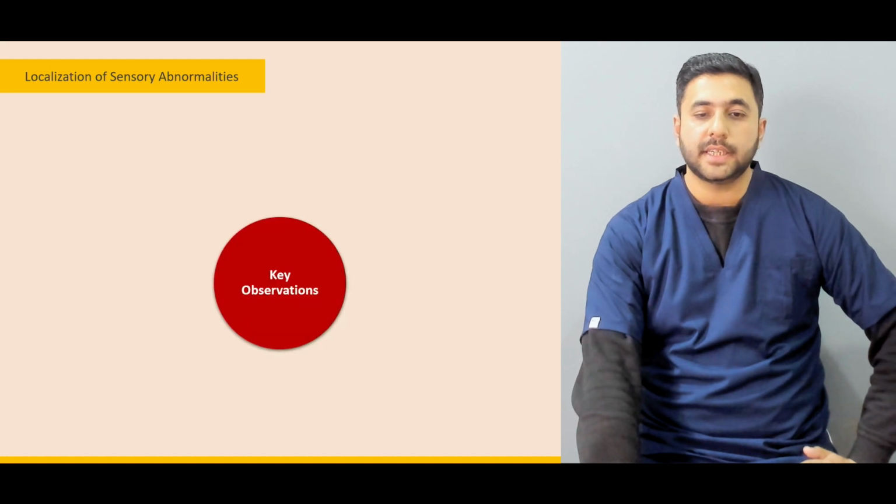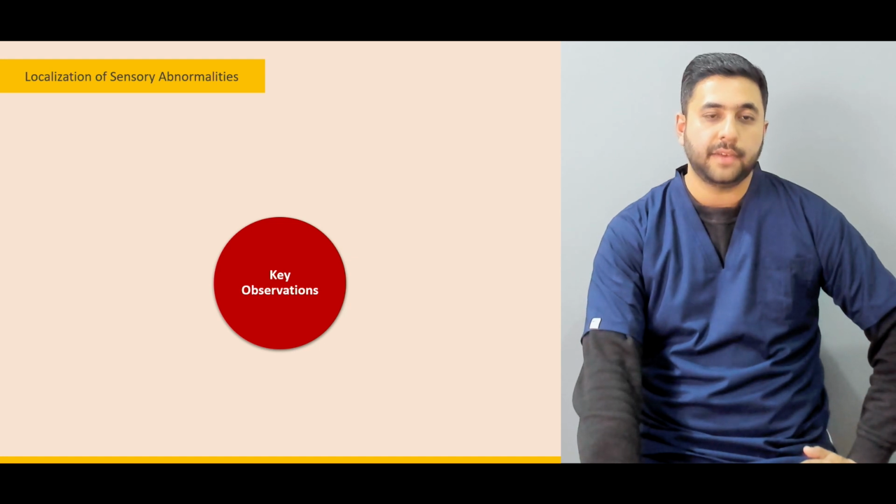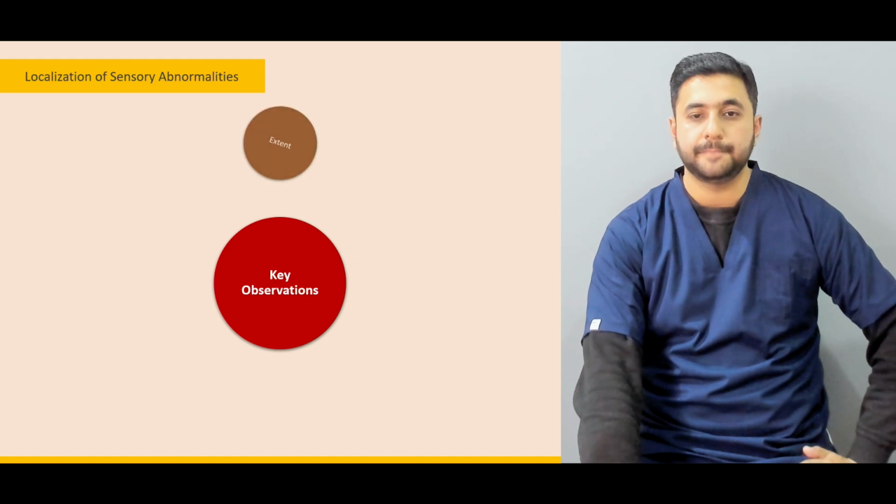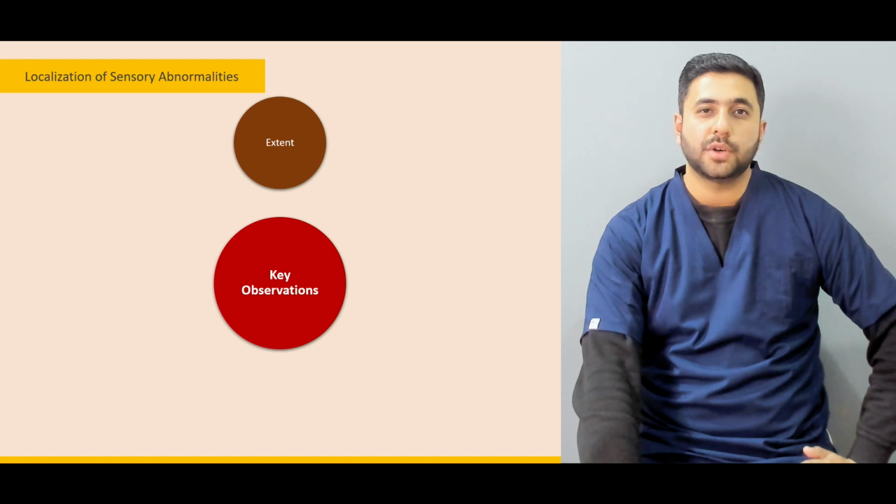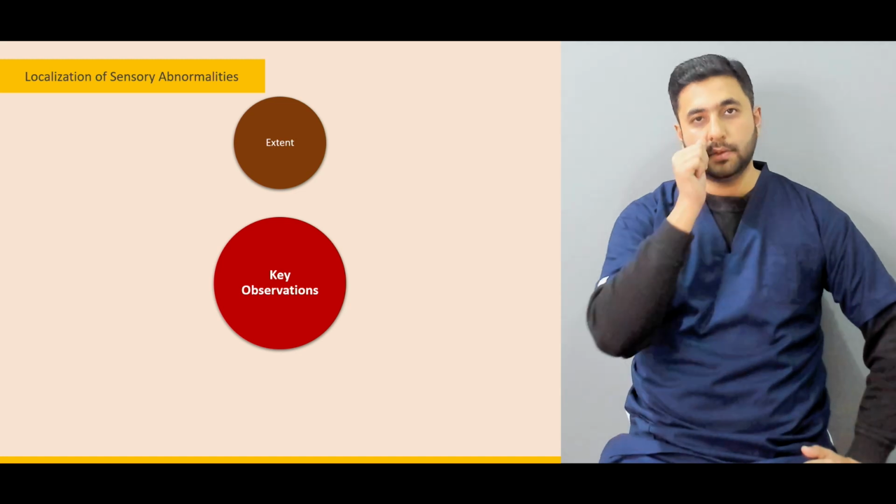Now, what are the various key observations which we have to keep in mind while we are examining the sensory system and while we are trying to localize the sensory abnormality? The number one is the extent of the problem, whether it is a localized problem or it is a generalized problem, or it is involving the various areas.